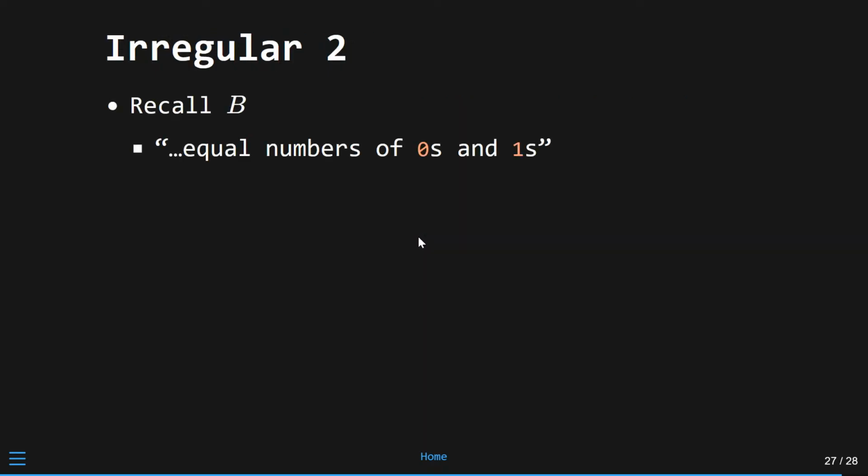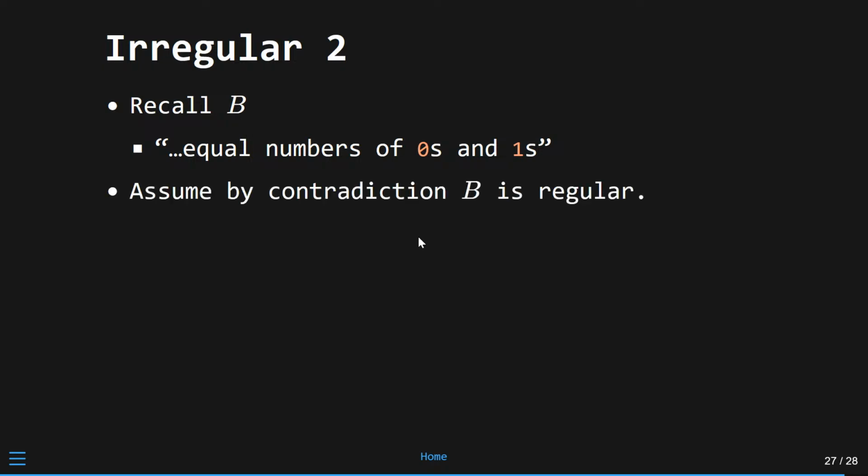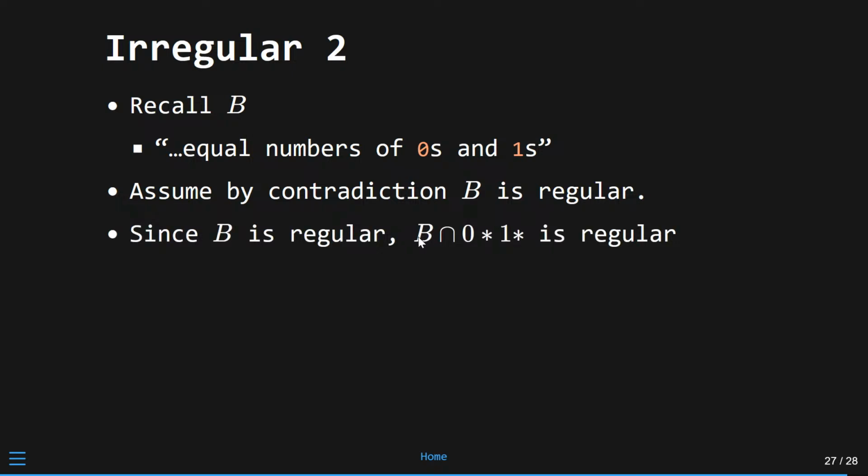B is equal numbers of zeros and ones. This was from our very first slide. That one of these is irregular. Which one? Now we can prove it. It was the first of the two things. We're going to assume by contradiction that B is regular. How am I going to do this? Well, isn't this interesting? 0 star 1 star is regular.